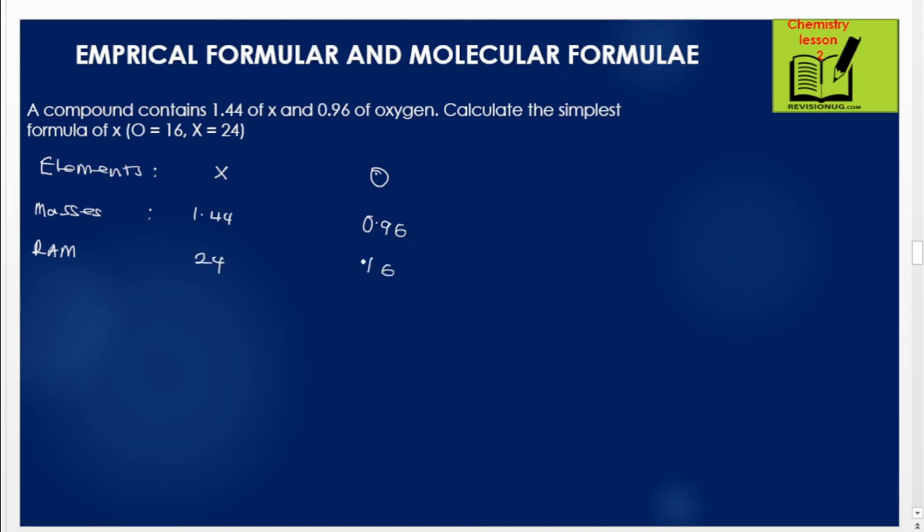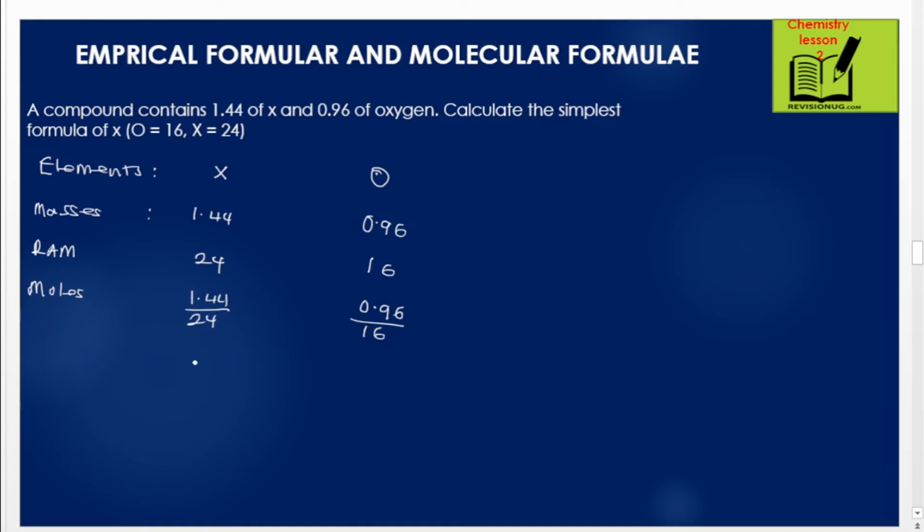We need to guess the formula when those things combine, which formula are they going to give us. Now from there we write their moles, right? How do you get the moles? We get the mass divided by relative atomic mass. That is 1.44 divided by 24. What is up divided by what is down? Simple. 0.96 divided by 16.